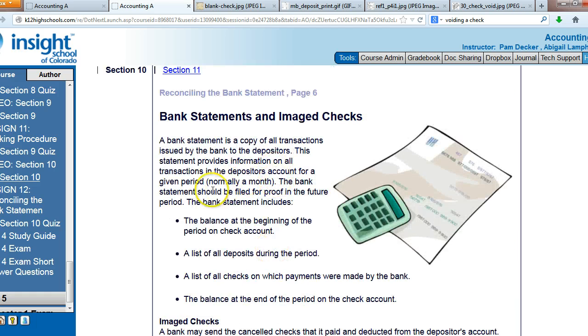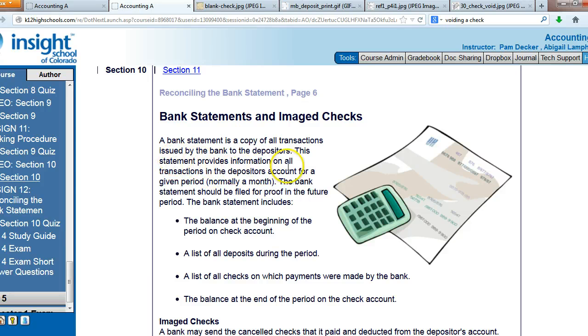Okay, bank statements and imaged checks. The bank statement is the copy of all transactions issued by the bank to the depositor. So it's the sheet of paper that the bank sends you saying, okay, here's what we have for your balance, here's what's been deposited into your account, here's what's been withdrawn from your account, and that's what we have for your records. So that's what we need to take and compare to our checkbook or our cash account.